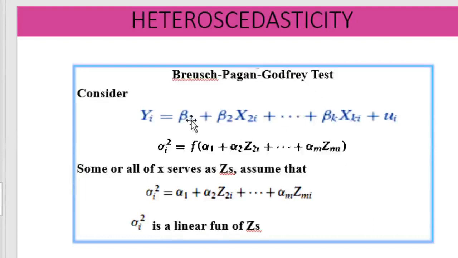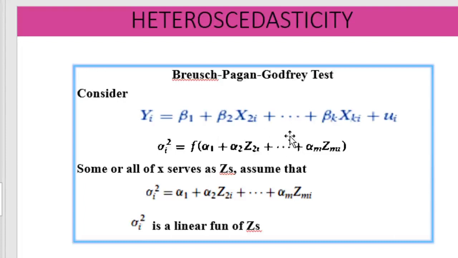The next test is the Breusch-Pagan-Godfrey test. Here we have already seen the Goldfeld-Quandt test, but the success of the Goldfeld-Quandt test depends not only on the value of c, that is, the number of central observations, but also on identifying the correct x variable with which to order the observations. This limitation of the test can be avoided if we consider the Breusch-Pagan-Godfrey test.